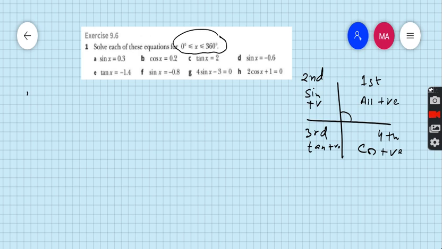What is part C? tan x is equals to 2. First we have to find x is equals to tan inverse 2 from calculator. The answer is 63.4.